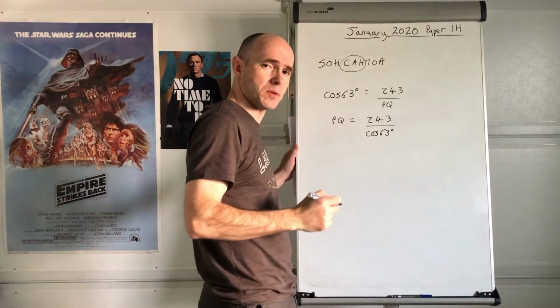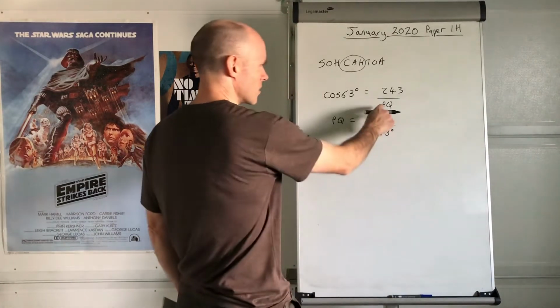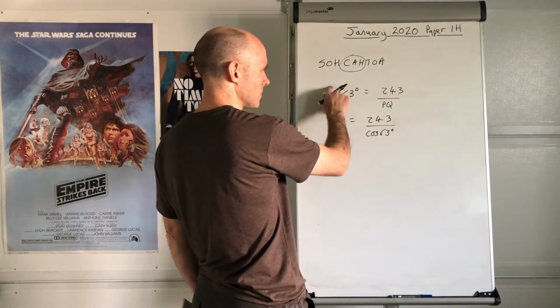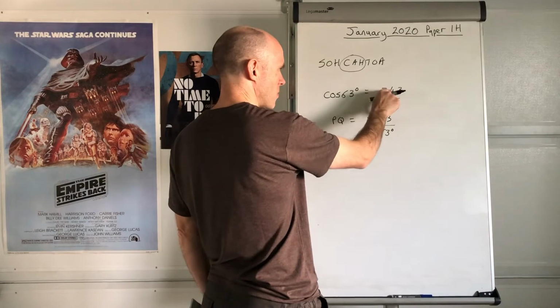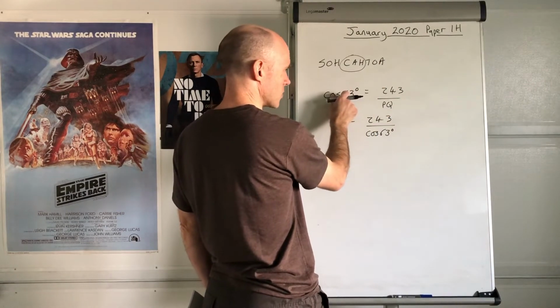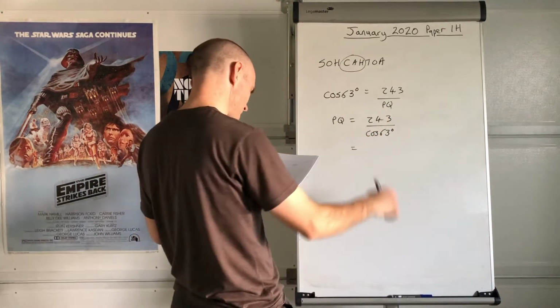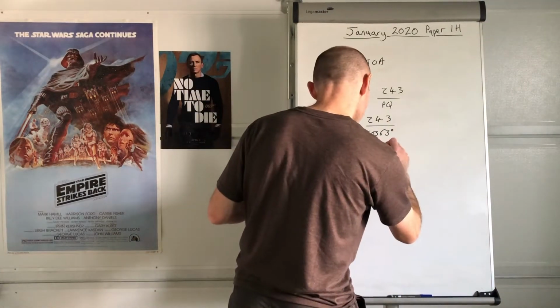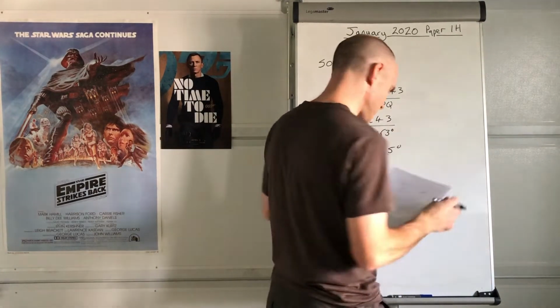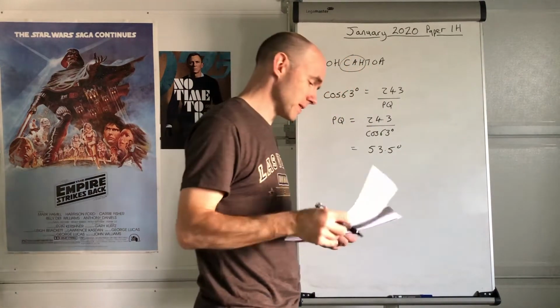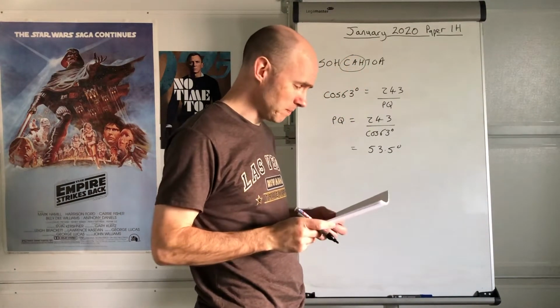Simple. Why does that work? Because what you're doing is multiplying by PQ, to get PQ times cos 63 equals 24.3, and then you're dividing by cos 63, so it ends up over there. And that divided by that gives you 53.5. Well, that's simple, isn't it? That'll be simple for you.